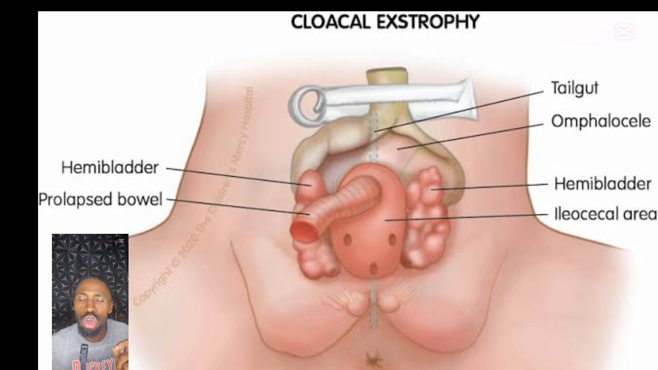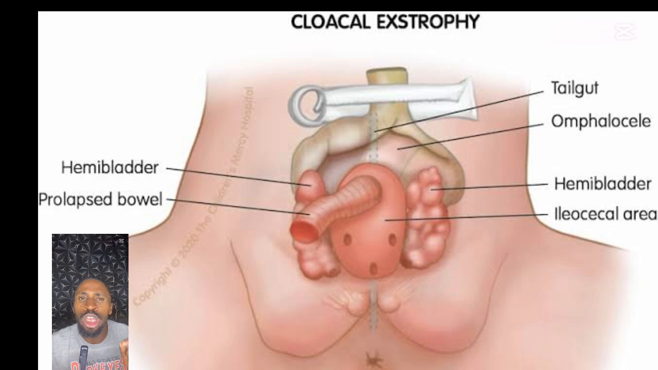Now, this is due to the fact that it doesn't fuse. What happened? The genital swelling will be spaced very widely. The genital swelling will be spaced, which will cause a defect of the external genitalia. So if the genital swelling is spaced very greatly, what happens? The genitalia will not be formed very well. It will cause what we call an abnormality.